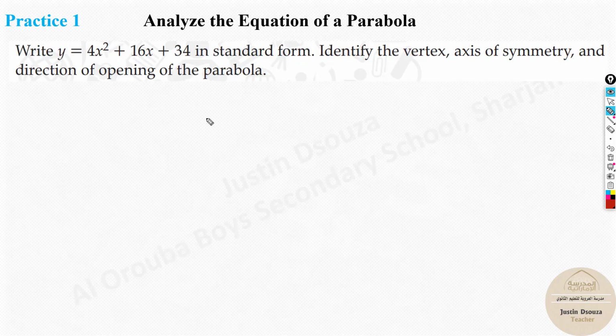So we need to remove 4 no matter what. So what happens is y is equal to 4 is removed, only x squared must be there. Okay, just divide by 4, it will be 4x. 16 divided by 4 is 4. Next, what do we have? Plus 34 outside. Now you need to complete the square.